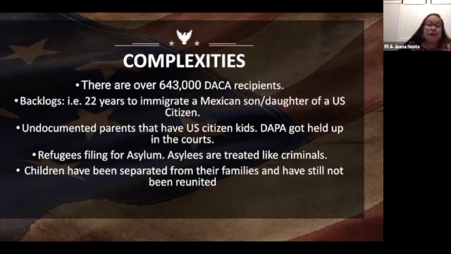And this is supposed to be a Christian nation. And so here are some things that we need to be aware of. These are some things that we need to be on the forefront of advocating for, because these are things that are unjust.